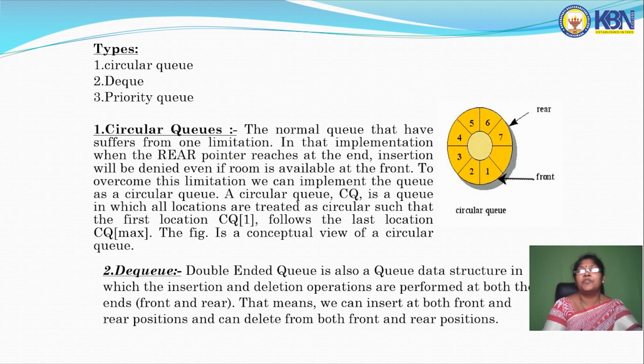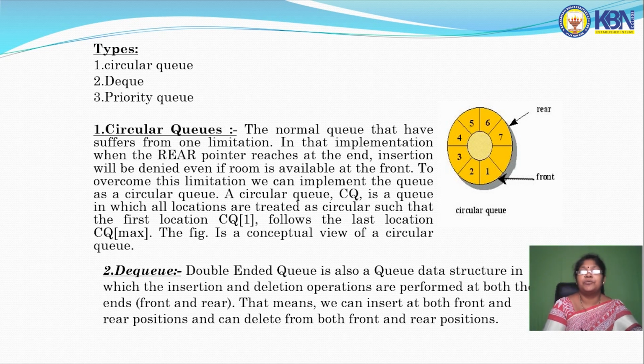Then go for the next one. We have different types of queues: circular queue, DQ, and priority queue. What is the meaning of circular queue? See in the picture, first we start with 1, 2, 3, 4, 5, 6, 7. After the last element, it is joined with the first element, so the end part is connected to the front part. That's why we call it a circular queue.